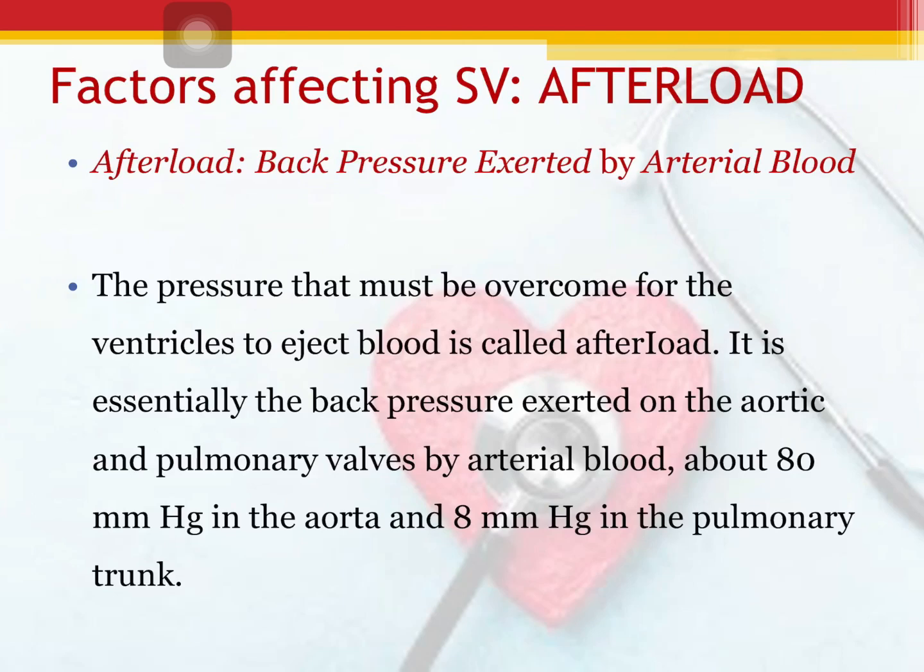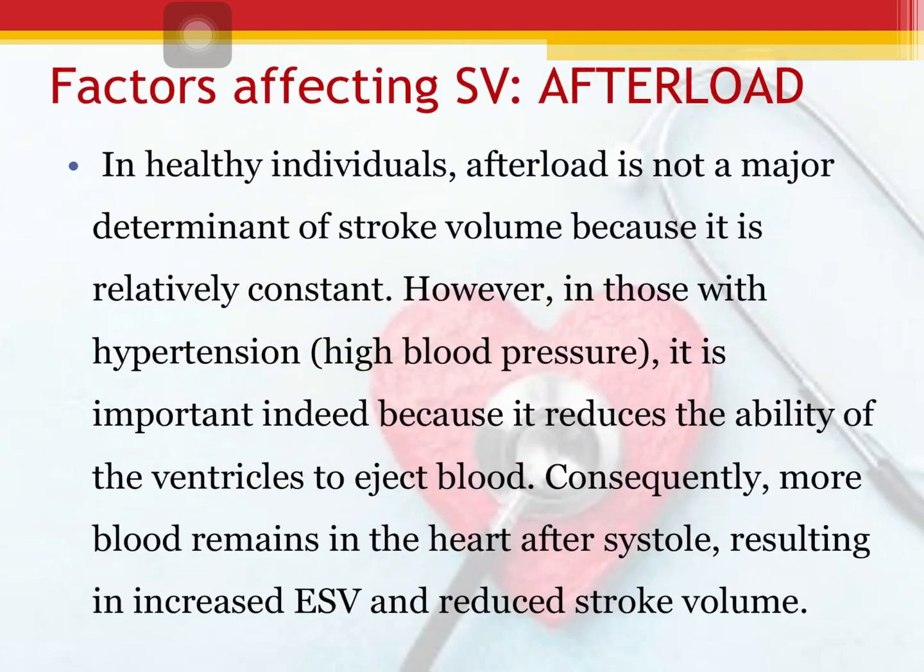So, another factor affecting the stroke volume is the afterload. The afterload is referred to as a back pressure exerted by arterial blood. So, the pressure that must be overcome for the ventricles to eject blood is called the afterload. It is essentially the back pressure exerted on the aortic and pulmonary valves by arterial blood, about 80 millimeters mercury in the aorta and 8 millimeters mercury in the pulmonary trunk.